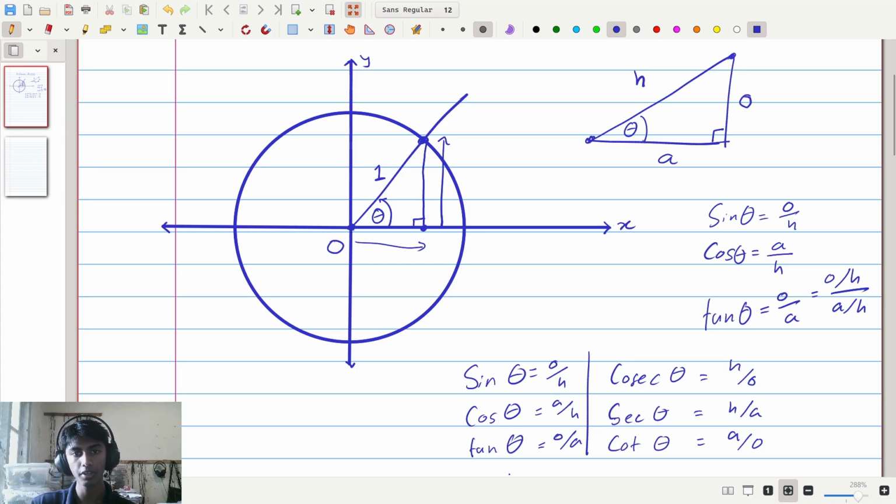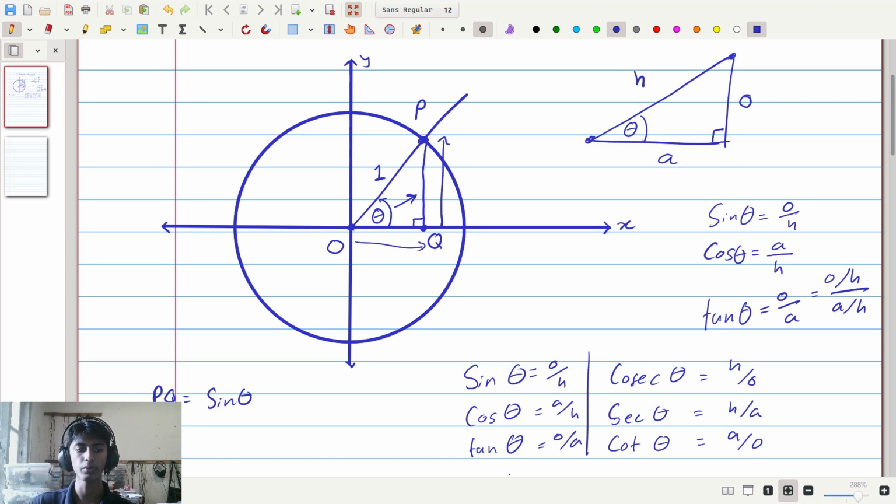If we call this point P and this temporary point Q here, then PQ divided by 1 would be sine theta, because sine theta is the opposite side divided by the hypotenuse. So PQ divided by 1 is sine theta. So PQ is sine theta times 1, which is just sine theta. So PQ is sine theta.